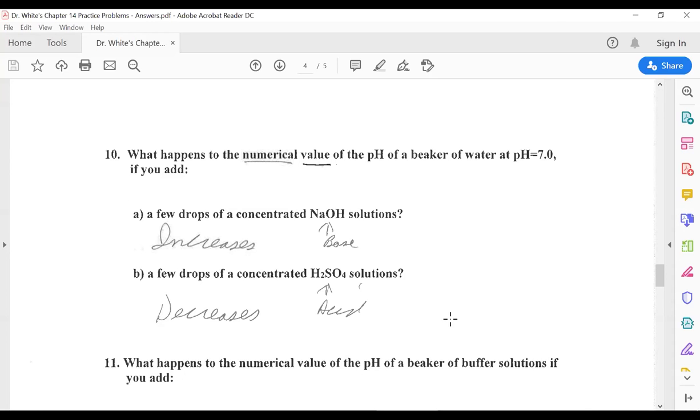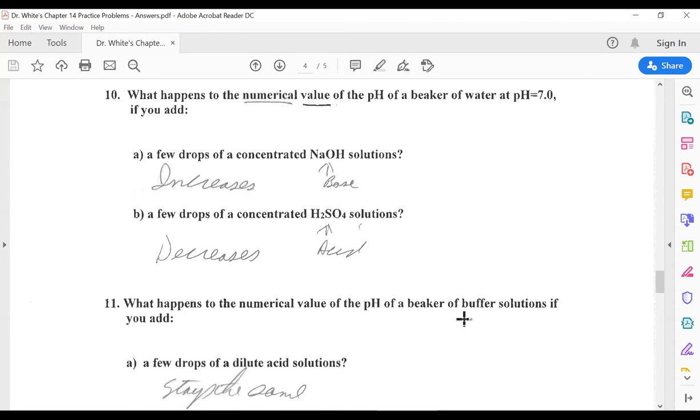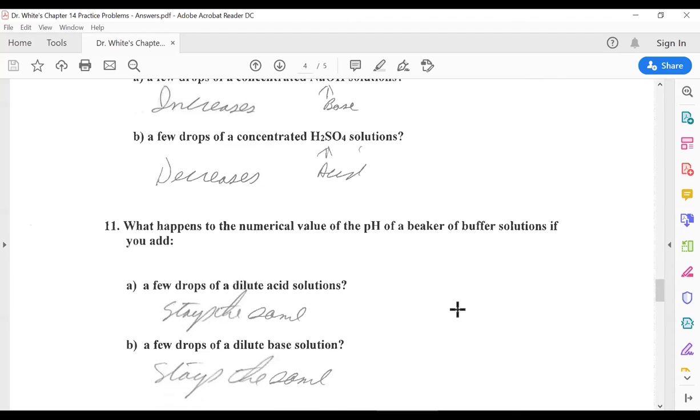You could also put down an arrow up or it gets bigger. All those would work. Now, in B, you add a few drops of concentrated sulfuric acid. That's probably the most widely used and strongest acid in all of chemistry. And when you add an acid, you make it acidic, but the actual numeric value gets lower. So you can put down decreases or lower or an arrow down. Wow, doesn't it seem like deja vu all over again?